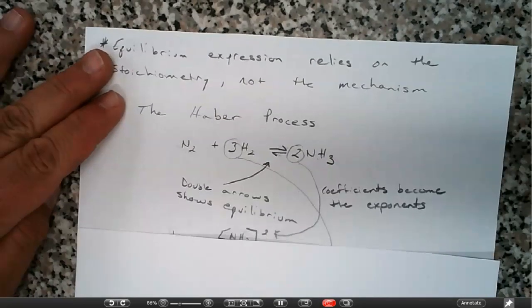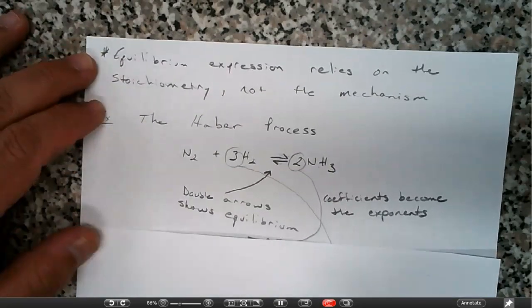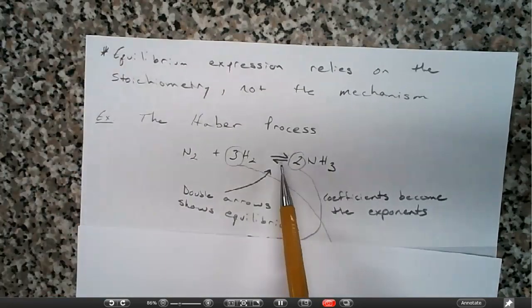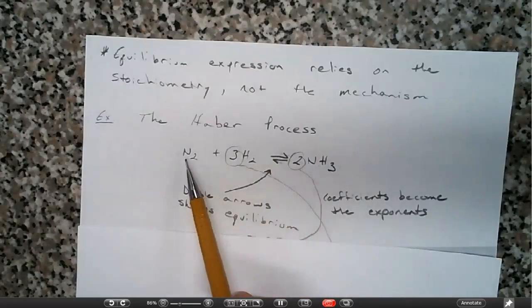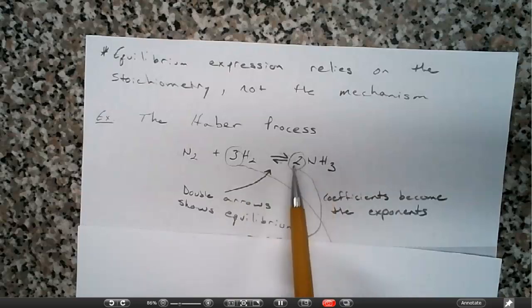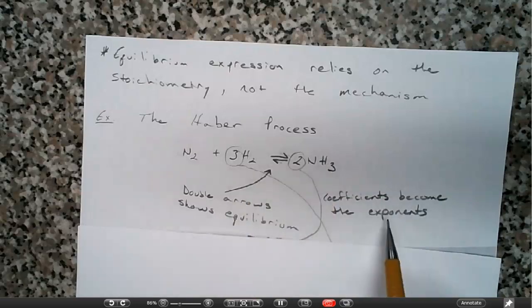So I wrote here a couple notes. This one here says double arrow shows the equilibrium. So anytime you see this double arrow, you know it's an equilibrium, meaning that there's a forward and a reverse reaction going on. The coefficients become the exponents.